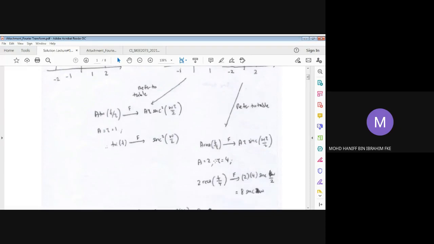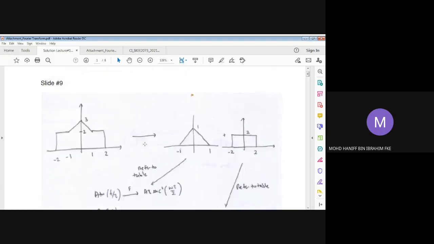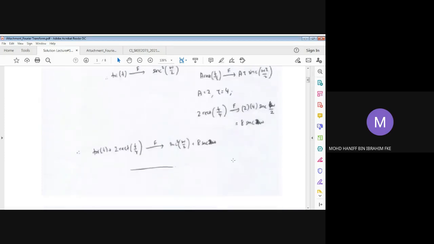So now we can simply add them together because we are referring to the linearity property, which says that the Fourier transform of the sum of these signals can be obtained by adding the Fourier transforms of both the triangular and rectangular signals. So when we add them together in time domain, its respective Fourier transform will be simply the addition of the Fourier transforms. So we have sinc squared of omega over 2 plus 8 sinc of 2 omega. Okay, so that should be the solution for the first example, on the application of the linearity property of Fourier transform.